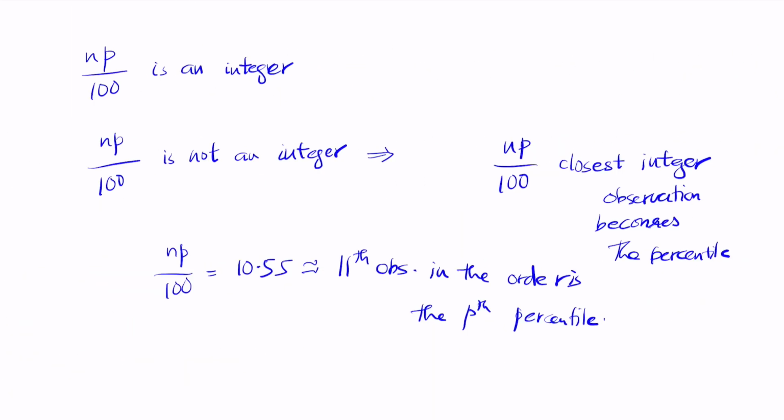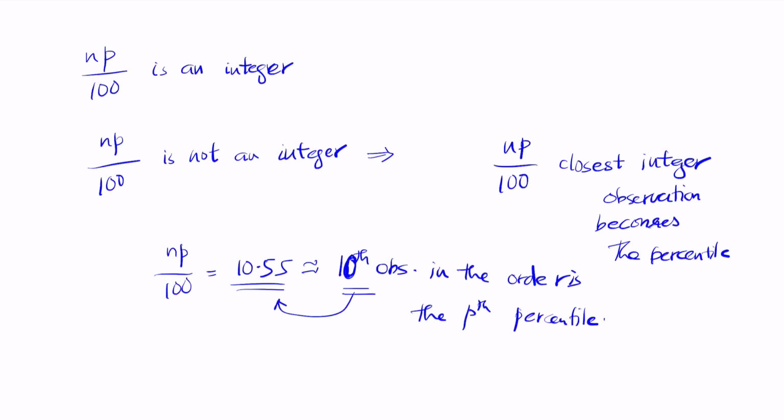Next, I'm sorry, this is the largest integer less than the observation. So this is the 10th observation. Here the value should always be less than the decimal value. So the closest integer less than the decimal value is the percentile value.